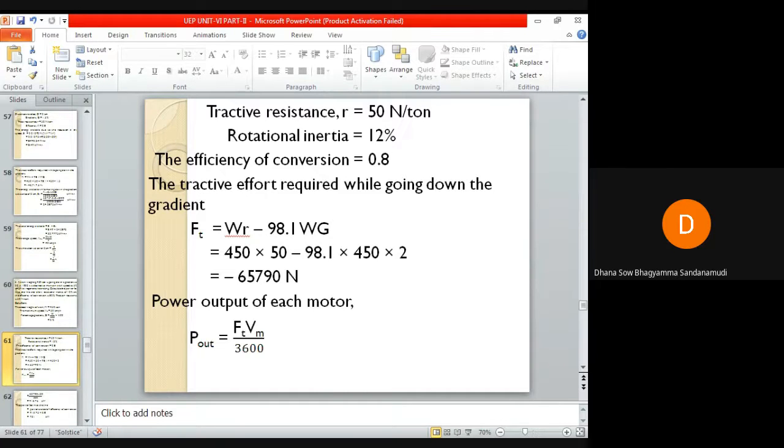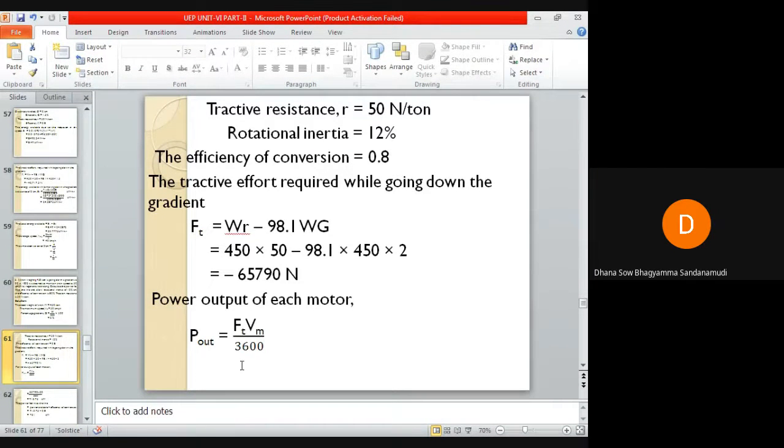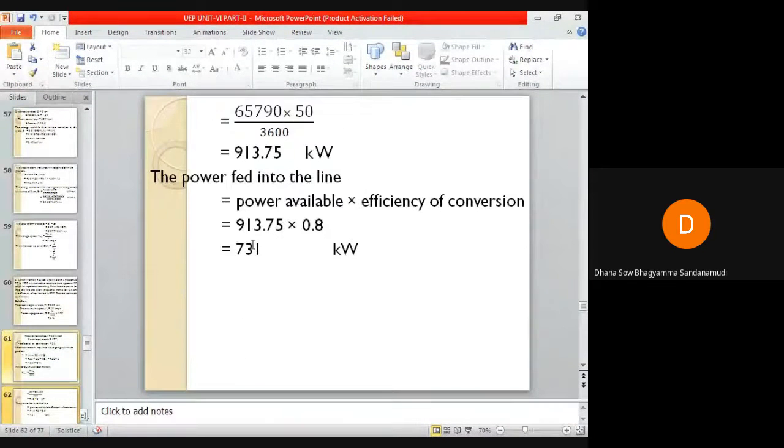Okay. So I hope you have determined the P out by substituting Ft and Vm. Vm is 50 and Ft we have calculated as 65,790. Just substitute in this formula and you will get P out is equal to 913.75 kilowatt. Now the power fed into the line is equal to power available into efficiency of conversion. Power available is the power output. Power output is 913.75 into the efficiency of conversion 0.8, 80% as given in the problem. You simplify it, you will get 731 kilowatts. So this is what is asked in the problem, power fed into the line.